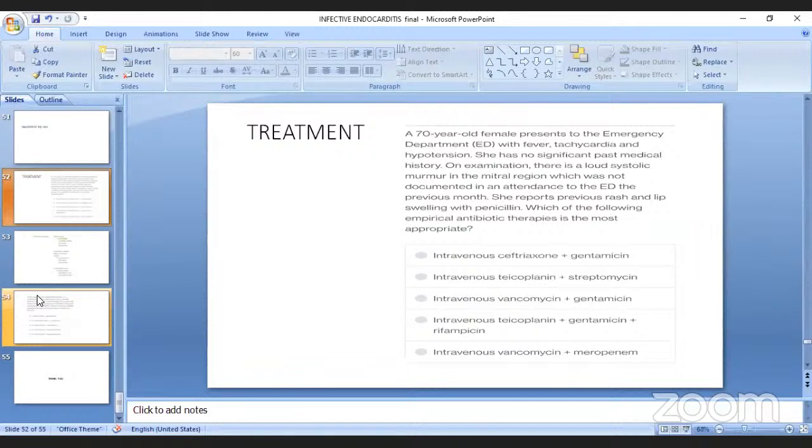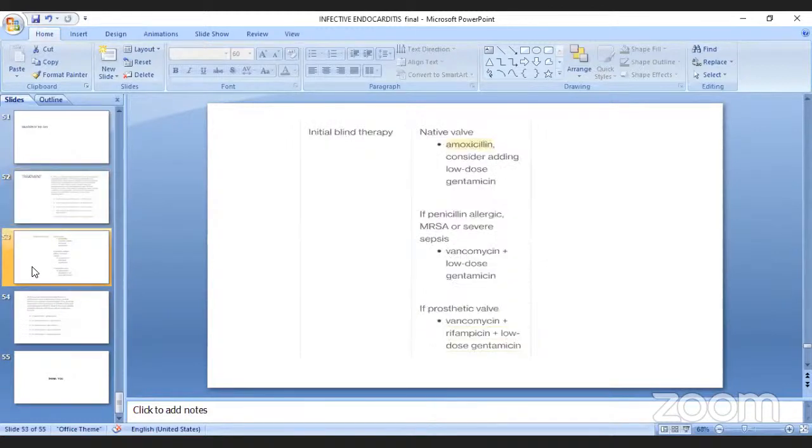And why, Pratik, is it not B? Again, for the same reason. Teicoplanin and streptomycin, not at all. I have not even taught you this. So it is vancomycin and gentamicin, and this is a very important slide.